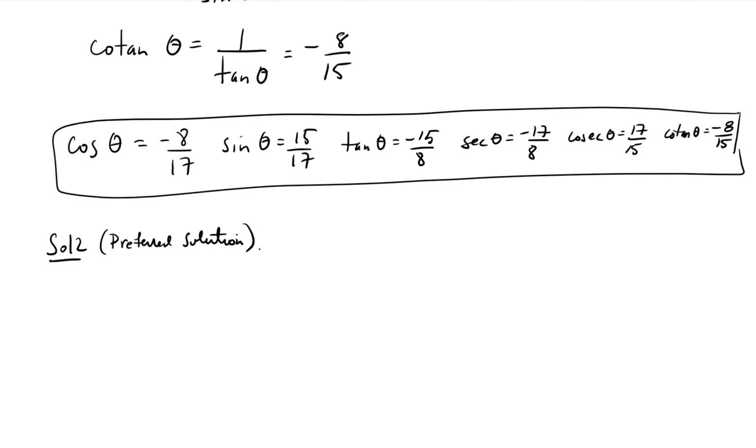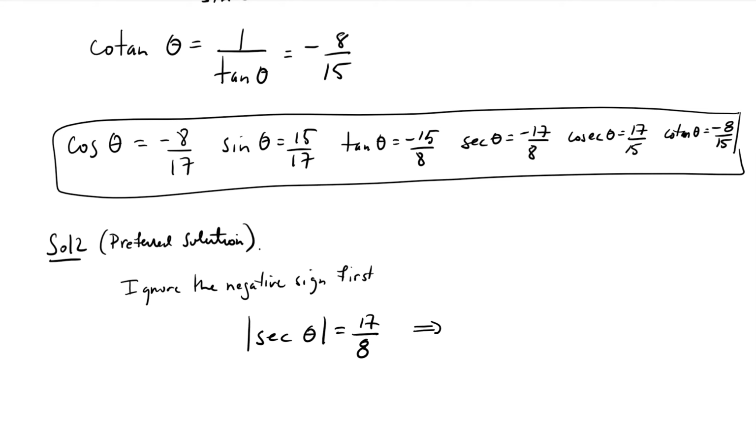So I'm going to ignore the negative sign of secant. You'll see why. So ignore the negative sign first, if there's one. Okay. So I'm essentially going to look at the absolute value of secant. So the absolute value of secant is 17 over 8. Okay.